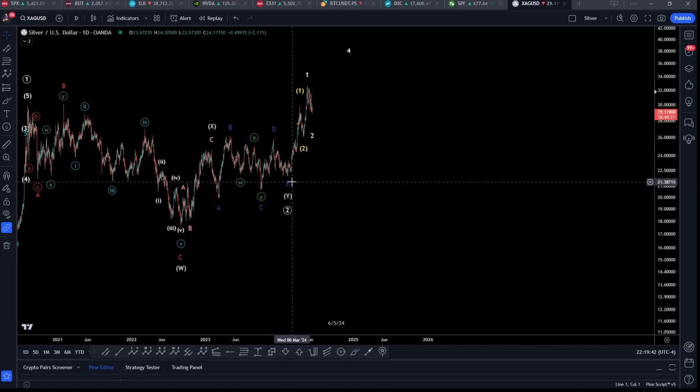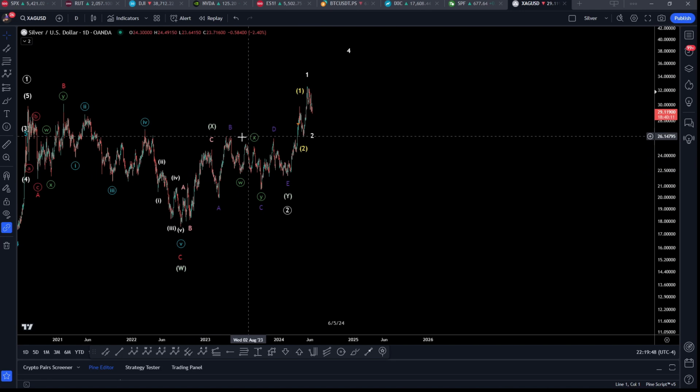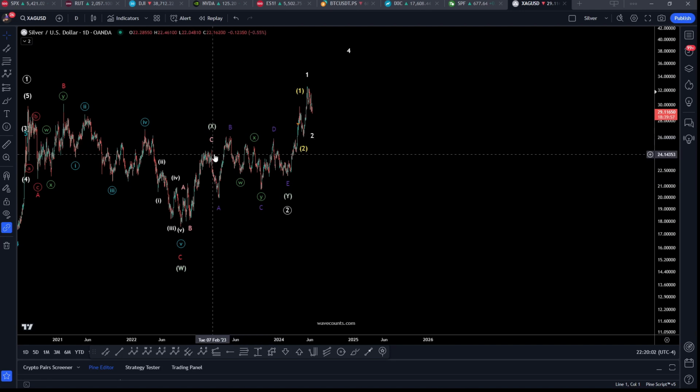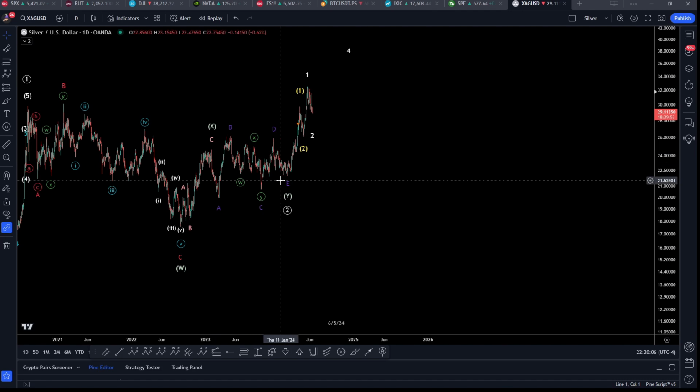Okay. That ended it. WX triangle Y, the final component of a combination. You can call this one of two. It is one of two. I'm going to call it a running triangle. Okay. Because the D doesn't make a new high, right? The B does. That's called a running triangle, and the rest of everything contracts.